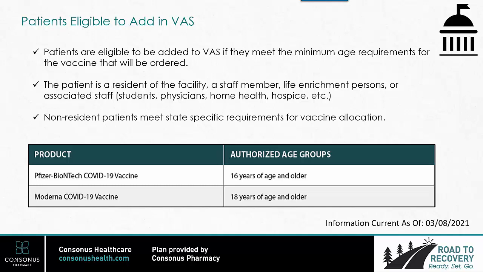A patient is also eligible to be added in VAS if they are a resident of the facility, a staff member, a life enrichment person, or associated staff such as student interns that are commonly in your building, physicians commonly in your building, home health, or hospice, for example. Non-resident patients must also meet state-specific requirements for vaccine allocation. So that's your life enrichment persons. If your state isn't imposing a 65 years or older requirement to be vaccinated, your life enrichment person must also be 65 years and older.